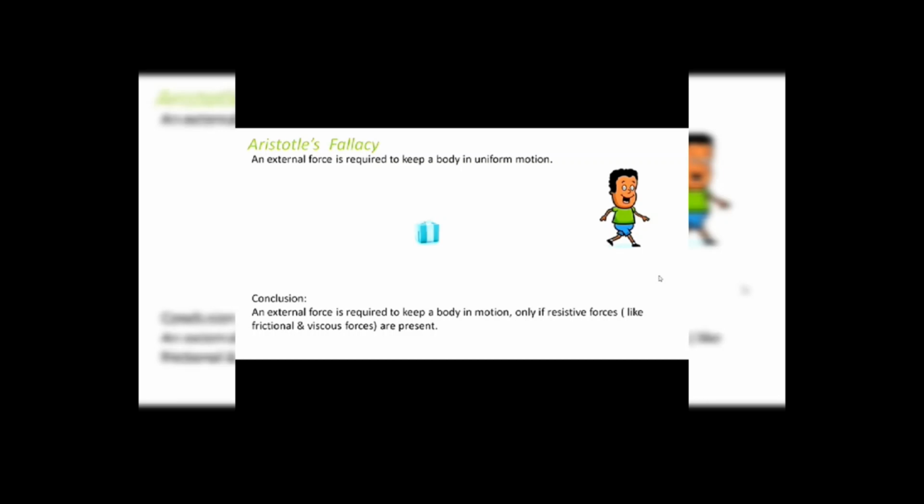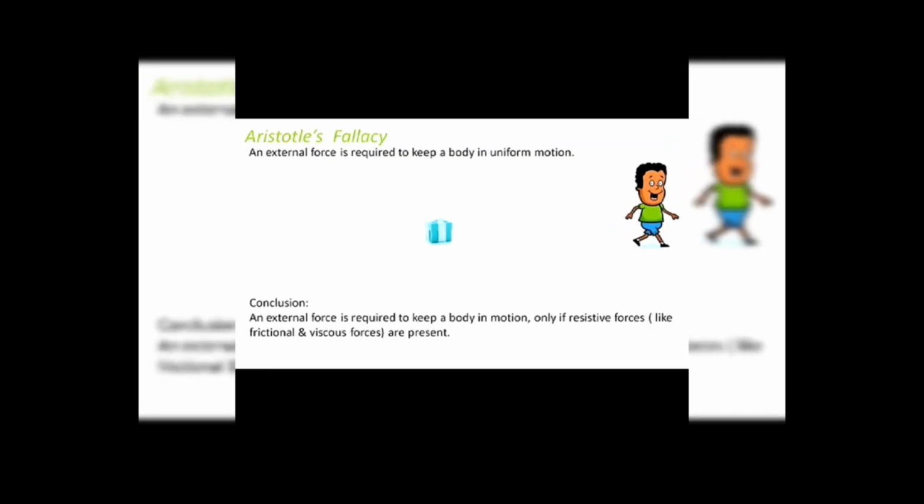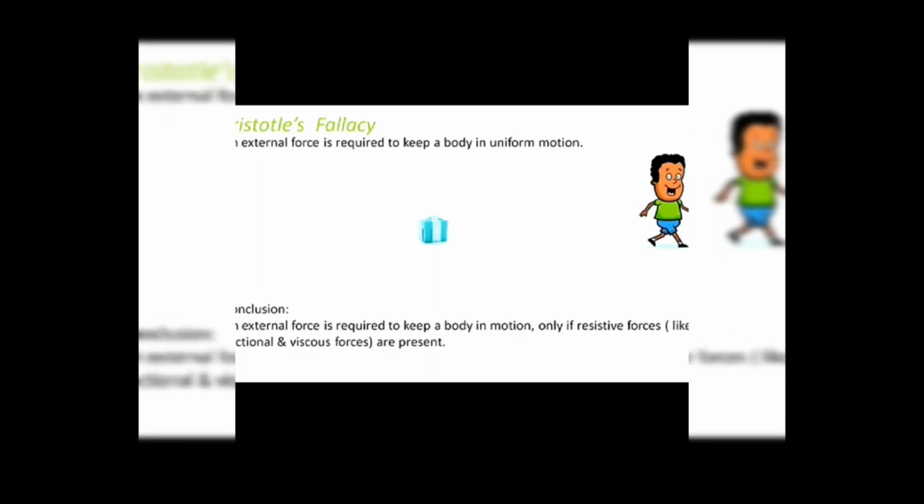Because that external force will actually defeat the frictional force, defeat the resistive forces, and make the body move. But when you do not have any resistive force, which means there is no force to stop the motion of the body, the body will move on its own. In that case, you do not need an external force to keep the body in motion. So you understood what Aristotle's idea was and what the fault in his idea was.